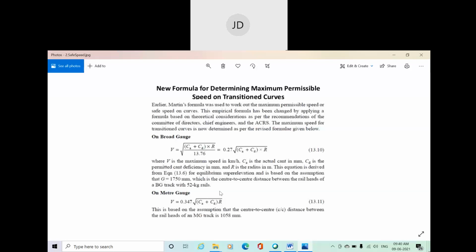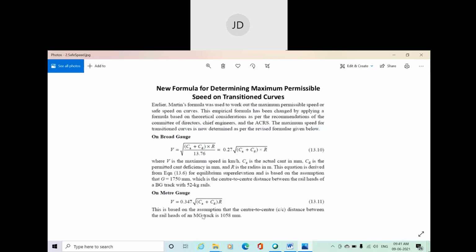For different gauges, the center to center distance between the rails will be different. So this is the equation for broad gauge. Now for meter gauge, this is the equation. V is equal to 0.347 root over (CA plus CD) whole multiplied by R, where R is the radius, same, everything is same.